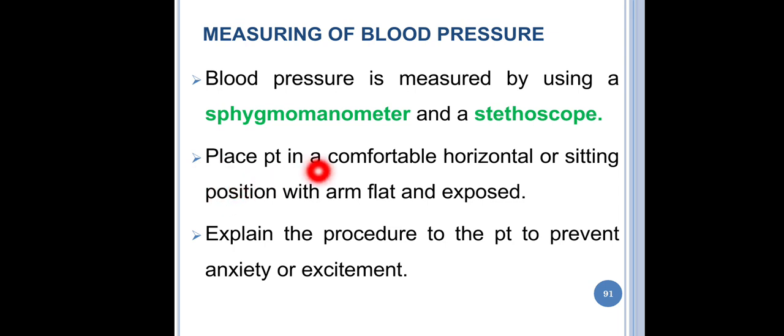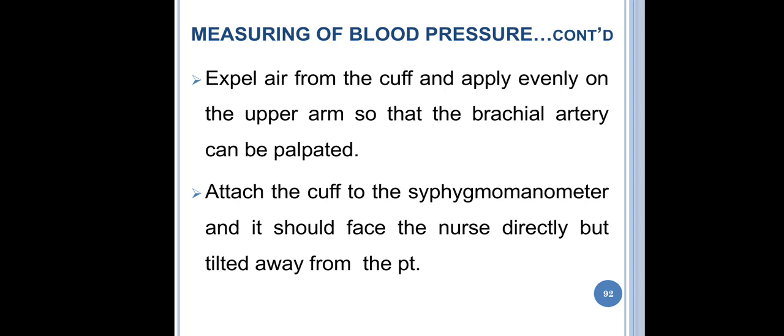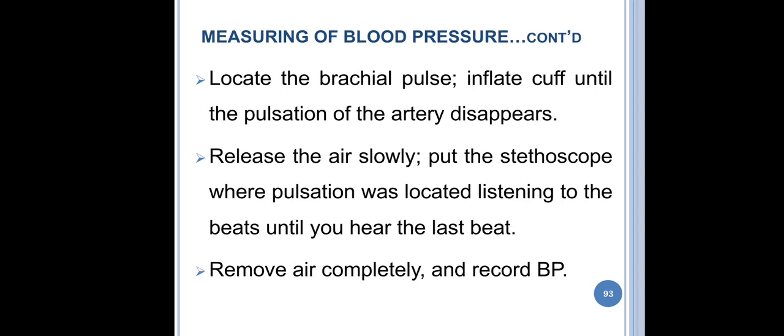So you just need to place a patient in a comfortable horizontal or sitting position with an arm flat and exposed. Then explain the procedure to the patient to prevent anxiety or excitement. Then expel air from the cuff and apply it evenly on the upper arm so that the brachial artery can be palpated. Then attach the cuff to the sphygmomanometer, which should face you directly but be tilted away from the patient. So you locate the brachial pulse, release the air slowly, remove the air completely and record the BP. Usually this is how it's done.